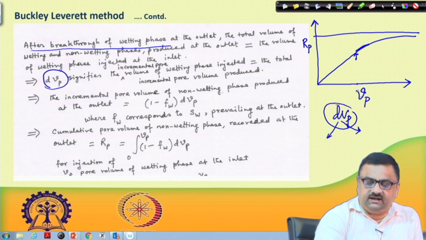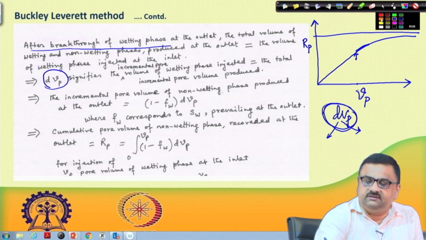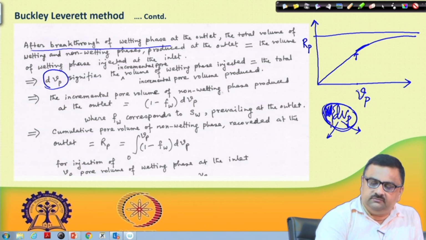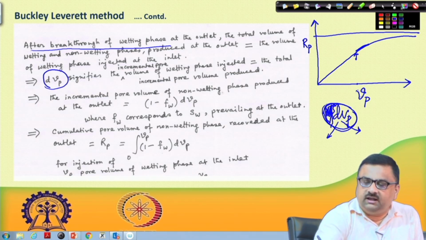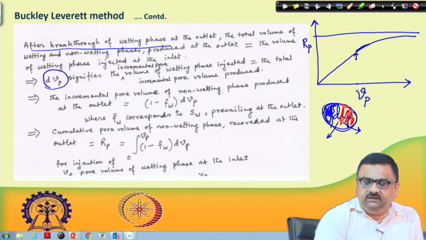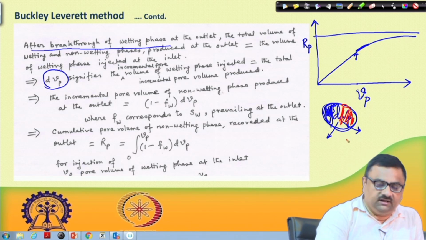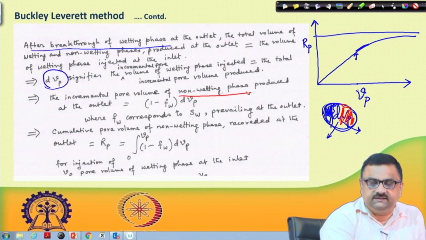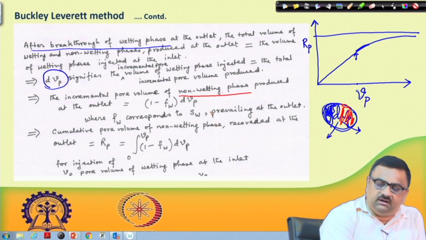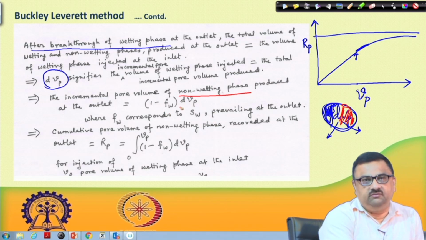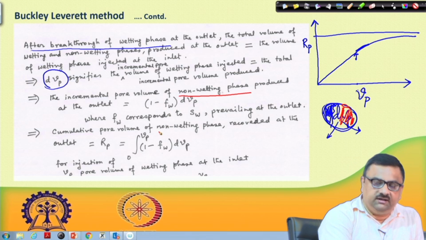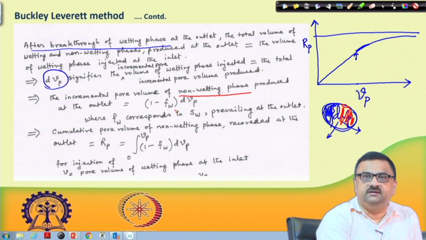So, as a fraction of dVp, one part of this dVp is water, and the other part of the dVp is oil. dVp comprises oil and water. So, how much would be the oil, and how much would be the water in this produced dVp? The water is Fw times dVp, because Fw is Qw divided by Qt. So, Fw times dVp is the water produced, and (1 minus Fw) times dVp would be the oil produced at this time.